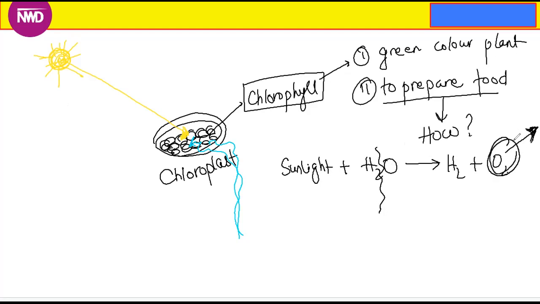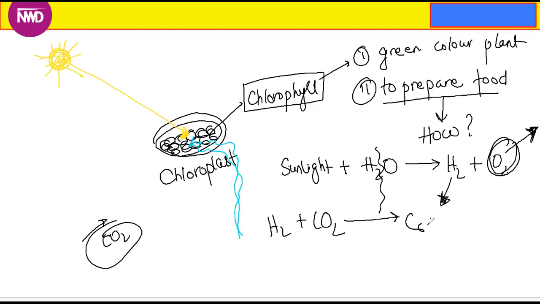This will get released in the atmosphere, and this hydrogen will be utilized by plants to make food. Okay, so this hydrogen will be utilized by the plant. We also know that the plant takes carbon dioxide, CO2, from the atmosphere. So this H2 plus CO2 will be used to make C6H12O6, that is glucose. And this glucose will be the food for the plant.